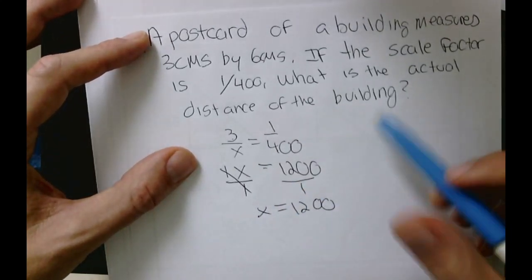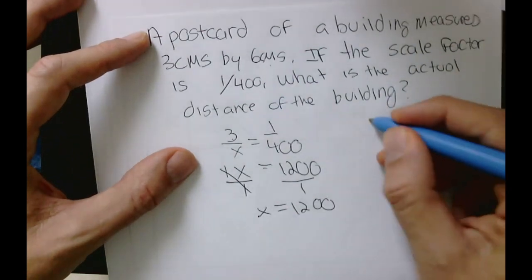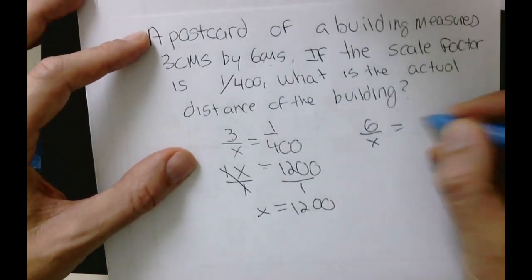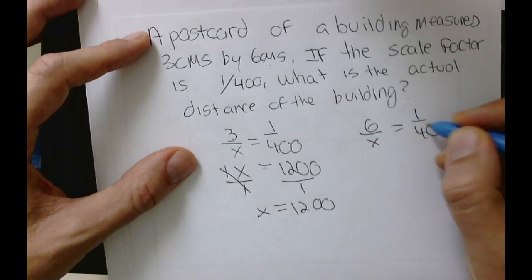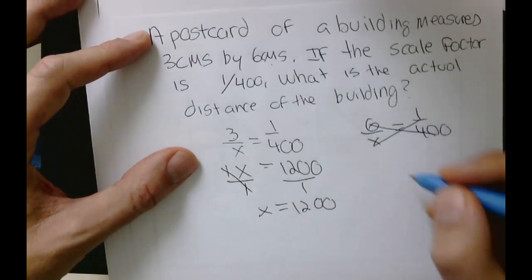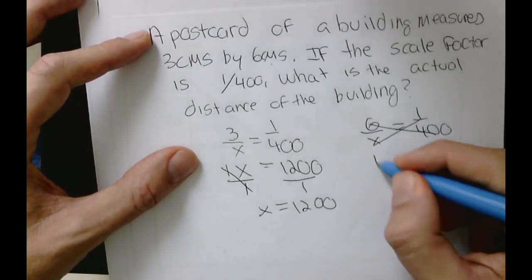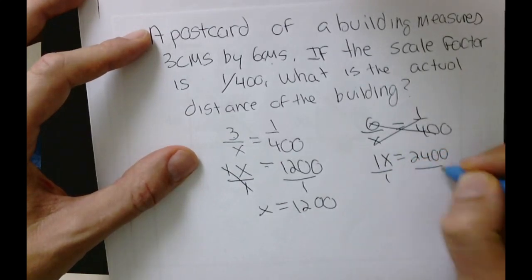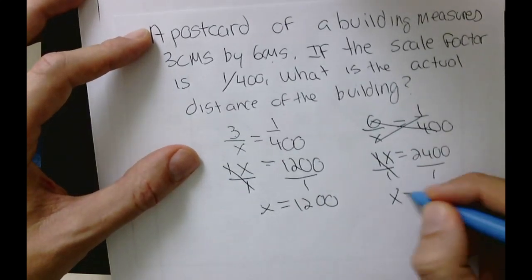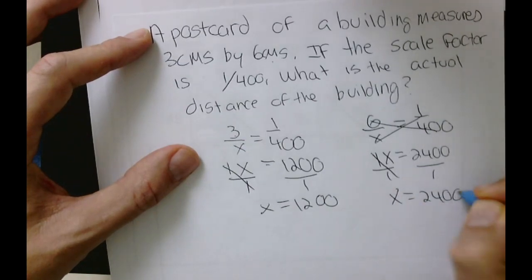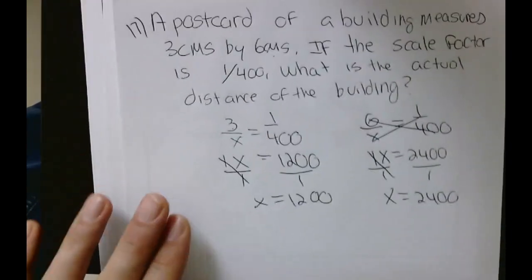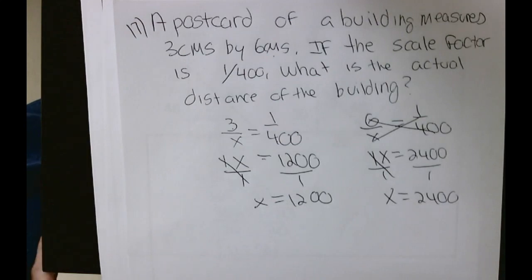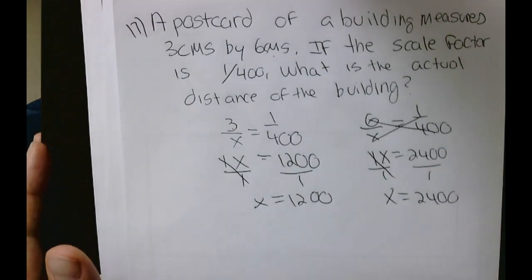Now I'll do the same thing with my other side. So I have 6 over x is equal to 1 over 400. Cross multiply. So I get 1x is equal to 2400. Divide by 1, and x is 2400. So my 2 dimensions for my building are 1200 by 2400.